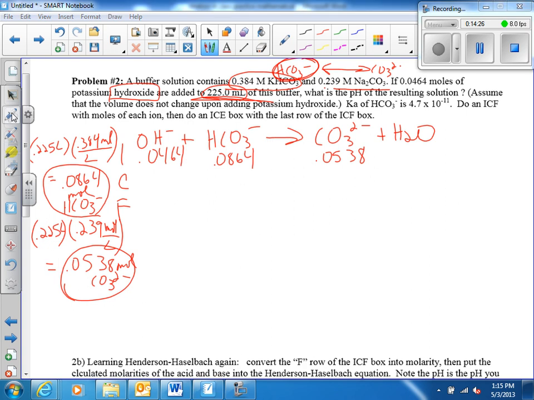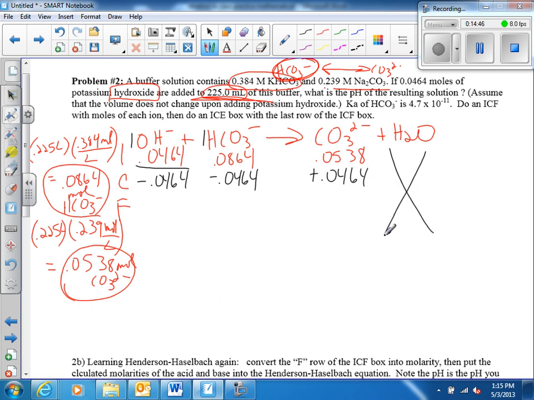Now I need to find my limiting reactant. I have a 1-to-1 ratio, so the limiting reactant is just whichever of these is smaller. Everything that is reacting is going to go down by 0.0464, down by 0.0464. Products are going to go up by 0.0464. I don't care about my water.